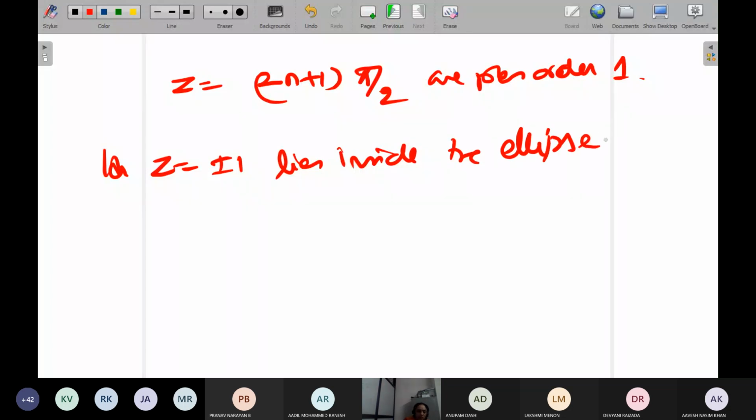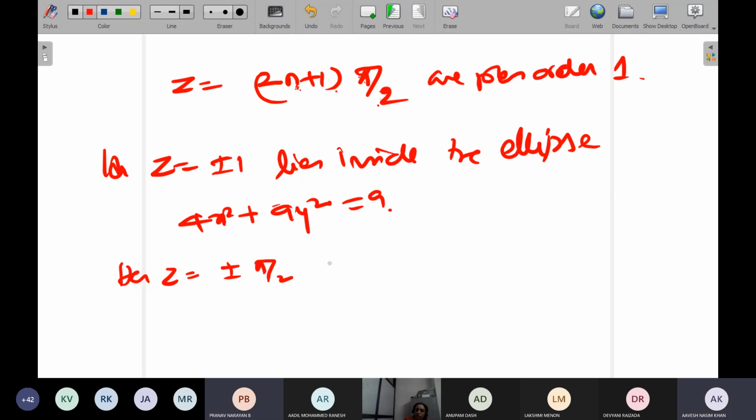What's the ellipse given? The ellipse is 4x square plus 9y square equal to 9. Now we will check this value. Put n equal to 0, it is pi by 2. Pi by 2 is 3.14 by 2. Just check and tell me the value of 3.14 by 2. It is 1.57.